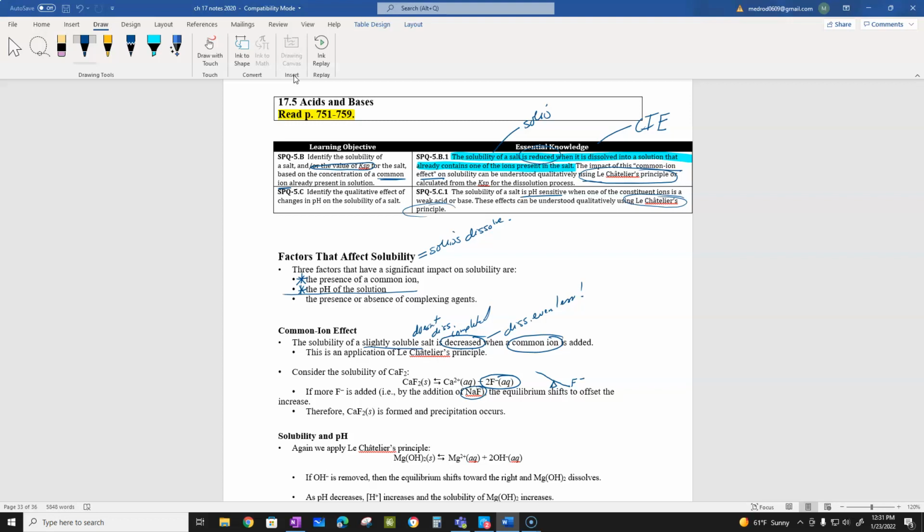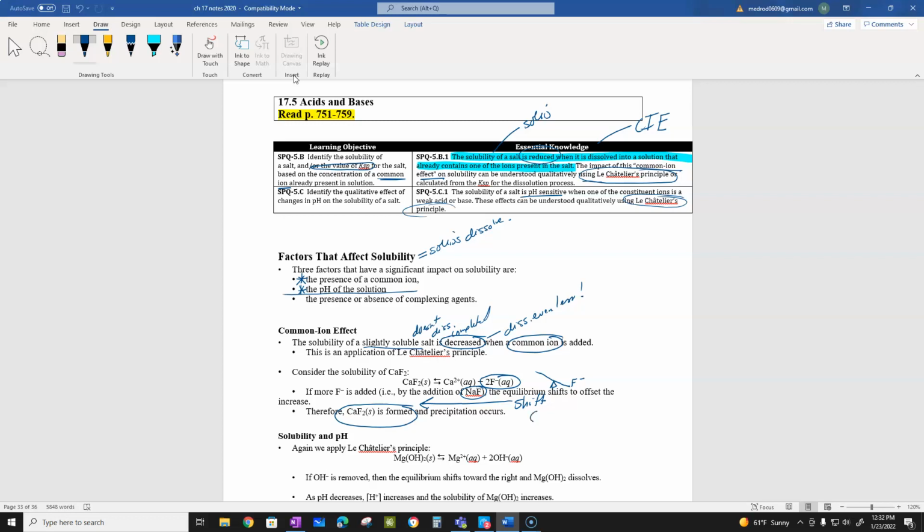It's the fluorine. The equilibrium shifts to offset this increase. So which way will I have to shift? I'm going to have to shift my reaction, and therefore calcium fluoride, I'm going to form more of him. And because I form more of him, that means he's going to dissociate even less, okay? So to reestablish equilibrium, ladies and gentlemen, my calcium fluoride is going to be formed, which means more precipitate is going to happen. By adding that common ion, I shift the equation to form more of that solid.